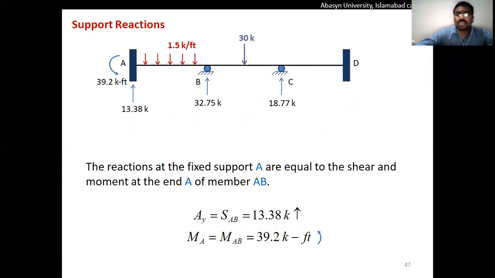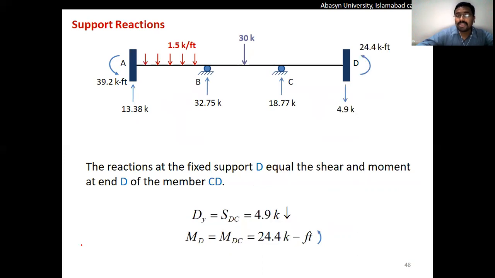And using these equations, you can also calculate these shears, as I already told you that shear at a support, if there is only one shear, so basically shear at AB will result in the reaction at AY, which is 13.38 kips. And similarly, as it is a fixed support, it will have a moment as well. So moment at A will basically be equal to the moment MAB, which is a value of 13.39.2 kip. Similarly, for point D, DY comes out to be 4.9 kips, and moment at D will be the moment at point D in the member CD, MDC, its value comes out to be 24.4 kip-ft.